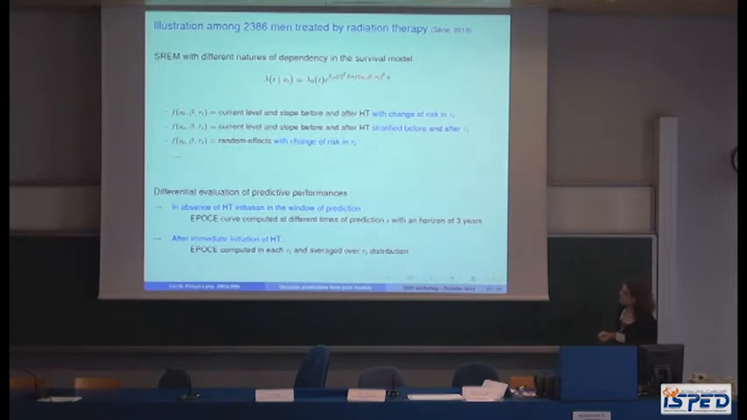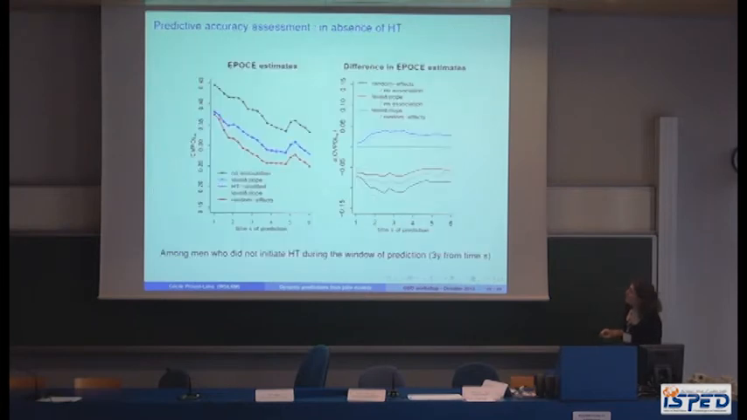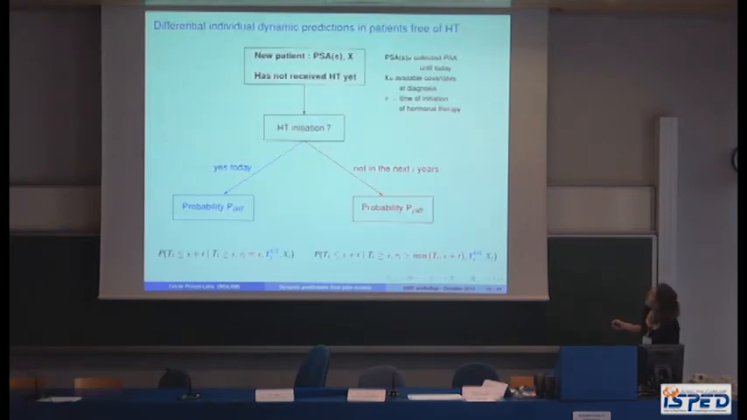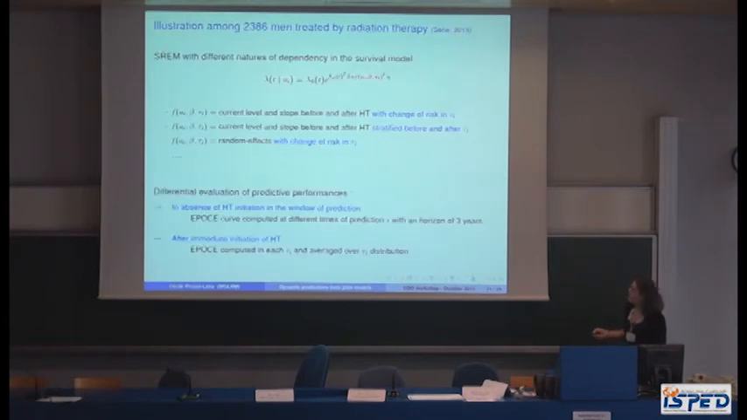But after immediate hormonal therapy, the problem is that the time of prediction S is different for each subject. So at each time of prediction, we will have only one observation. So we don't provide a curve for that. So what we did instead was to average the AUC computed for each subject over the distribution of the times. So we will have just 1 point.